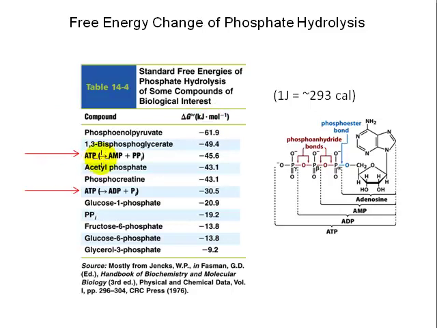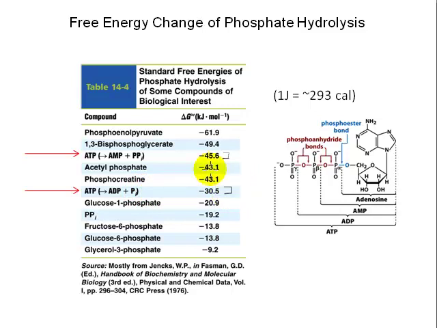You can see the reaction hydrolyzing ATP to AMP and pyrophosphate here, which is associated with a negative delta G, a release of 45.6 kilojoules of energy per mole of ATP. And here's hydrolysis of ATP to ADP and inorganic phosphate, a little less energy at negative 30.5 kilojoules per mole.